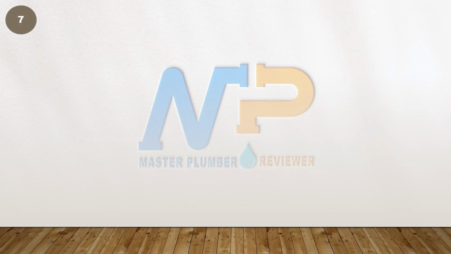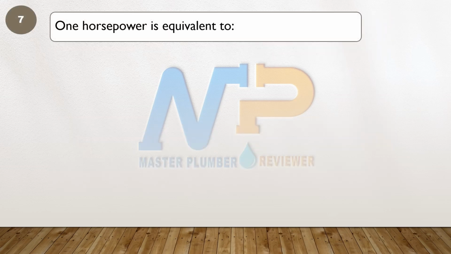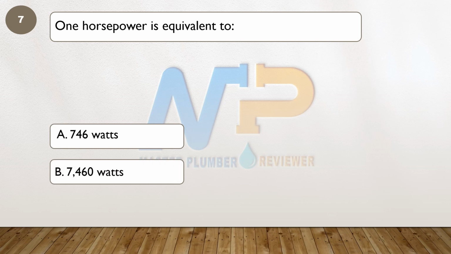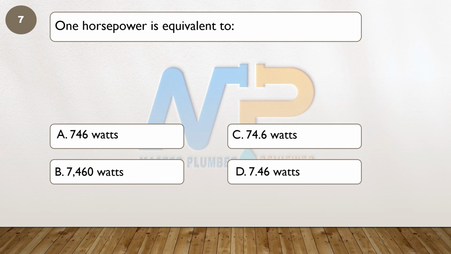Number 7. 1 horsepower is equivalent to A. 746 watts, B. 7460 watts, C. 74.6 watts, D. 7.46 watts. The answer: it's A. 746 watts.